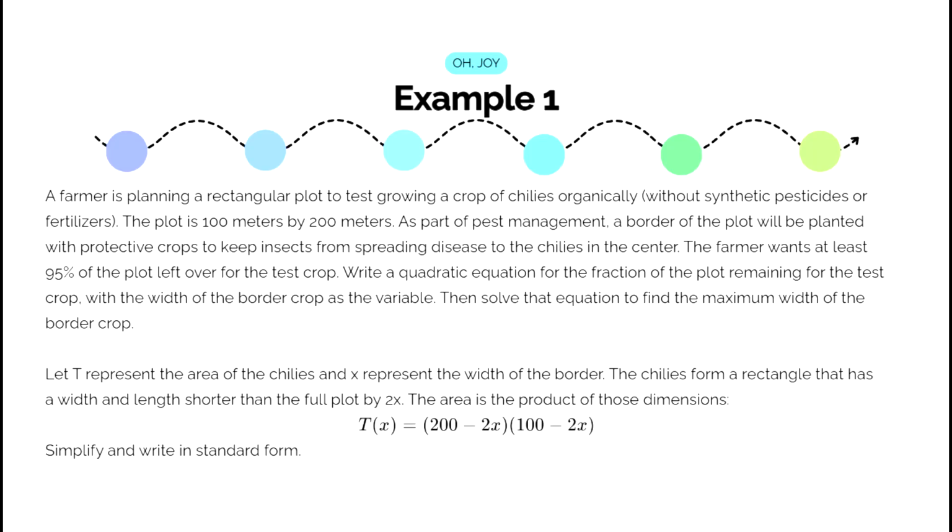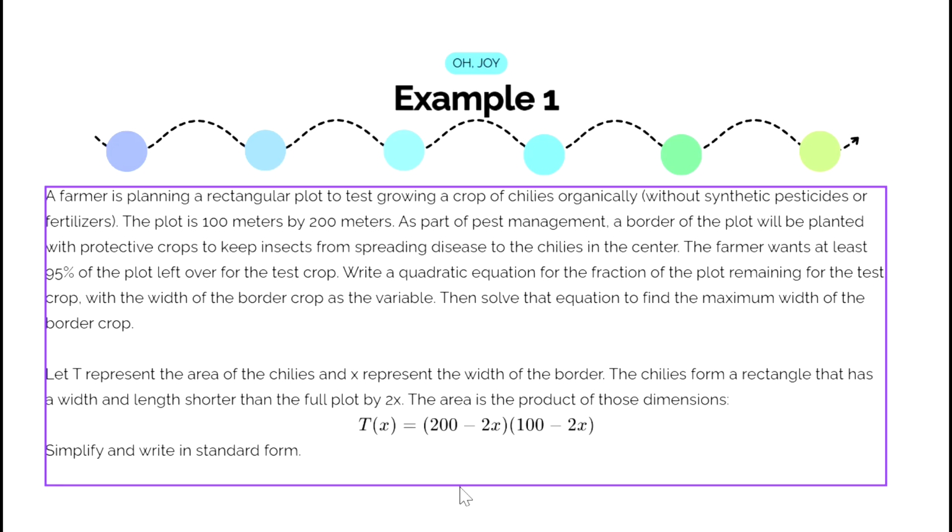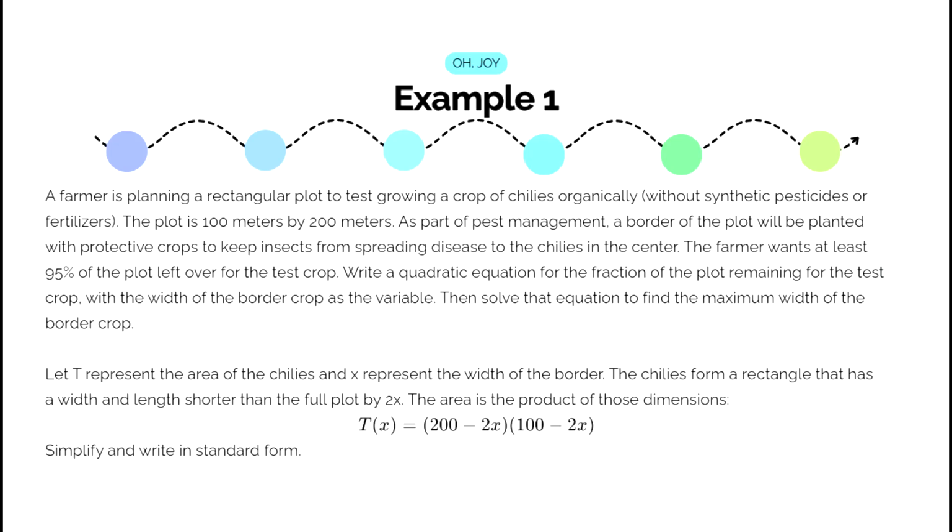Let t represent the area of the chilies and x represent the width of the border. The chilies form a rectangle that has a width and length shorter than the full plot by 2x. The area is the product of these dimensions, because area is length times width. This is our formula, and we want to simplify this and then write it in standard form.